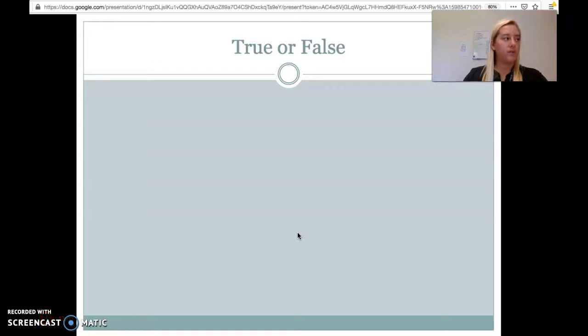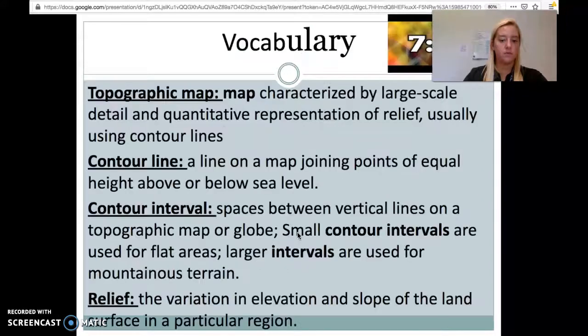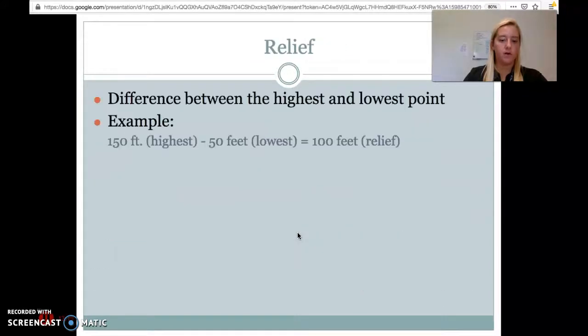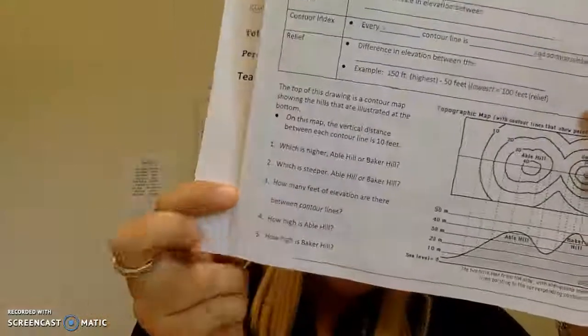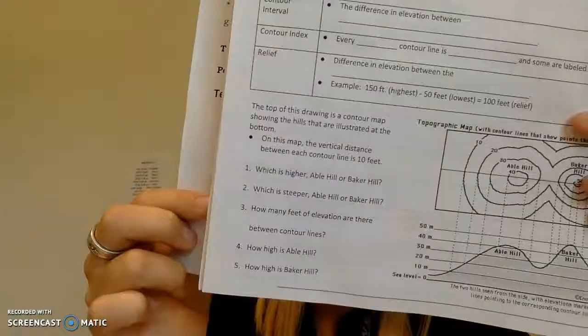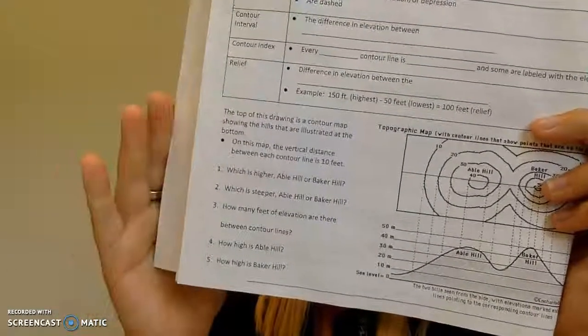There are a couple questions for you at the bottom of your notes. If you would please complete those, that would be great. These are some true false. That's vocab for another day. All right, so you're going to complete the questions about Baker Hill, please.